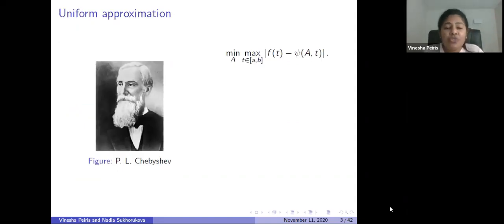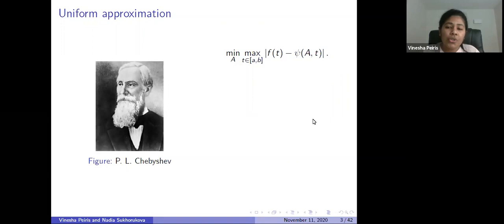Okay, so uniform approximation is also known as the Chebyshev approximation. What we do is try to minimize the maximum deviation of the approximation from the original function. The name Chebyshev approximation honors P.L. Chebyshev. He dedicated years of his life to study this problem.